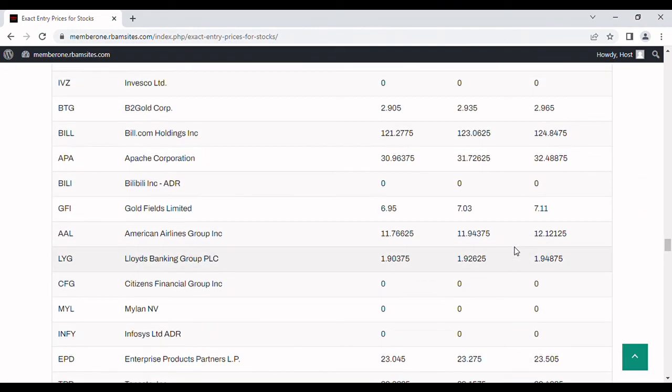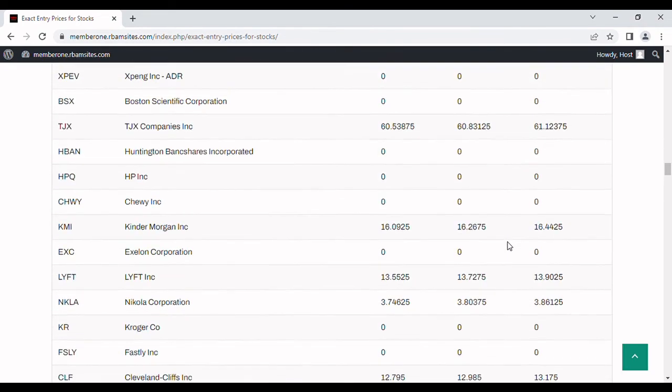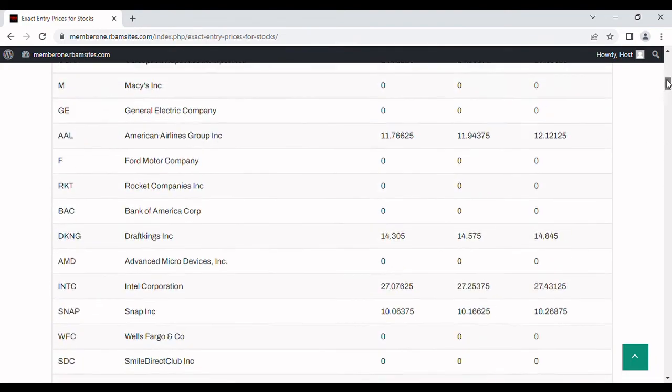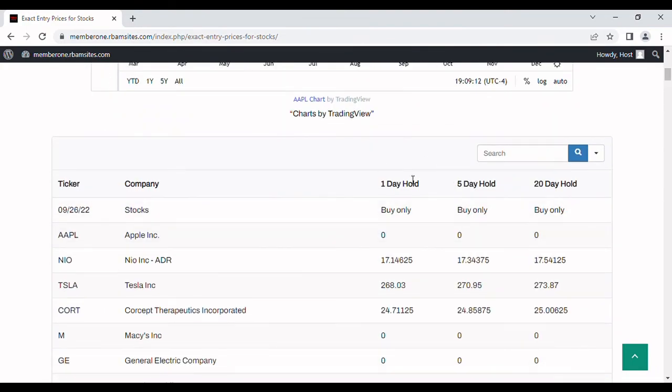the longer you're willing to hold the trade, for example, if you go up here and you take a 1-day trade, the win percentage on a 1-day trade is going to be less than it would be on a 5-day and less than on a 20-day. The profit's going to be higher on a 5-day than it would be on a 1-day, and higher on a 20 than it would be on a 5 or a 1-day.